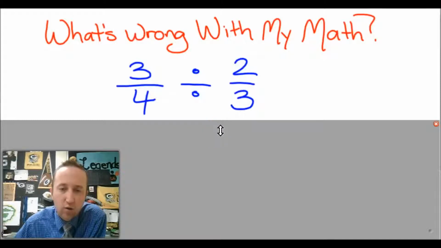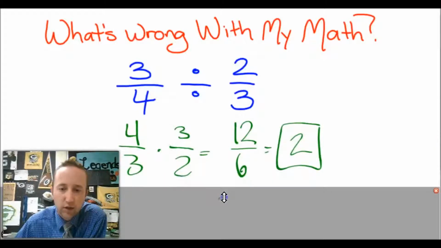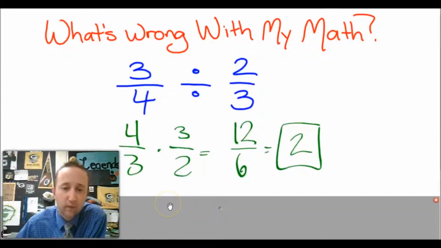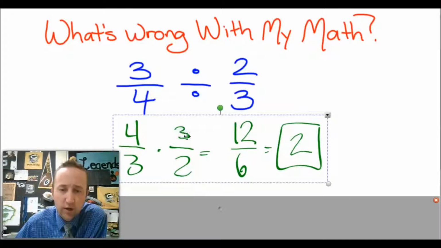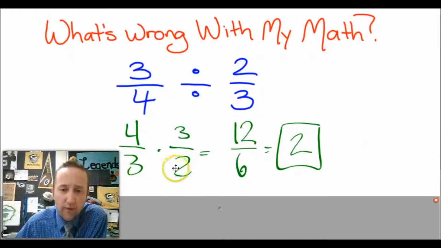Okay, so by now you should have discussed what you think is the correct way to solve this problem. And now I want to show you what is seen all the time in my class, students making mistakes. Here's what happens all the time. So this student attempted to solve 3/4 divided by 2/3 by doing 4/3 times 3/2, which multiplies straight across. So you do 4 times 3, which is 12, and then 3 times 2 is 6, and 12 divided by 6 is 2.